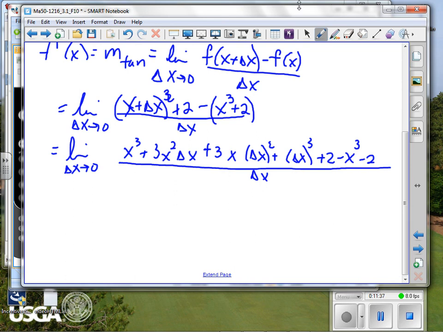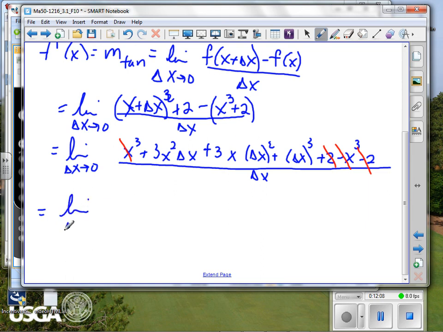At this point, what must happen? What? Cancel what? Every term that does not have what in it? Okay, it has to be that way. Every term. Why does every term without the delta x have to cancel? Absolutely. We can't use direct substitution as long as we have this denominator that would be 0. So we have to be able to factor out a delta x.